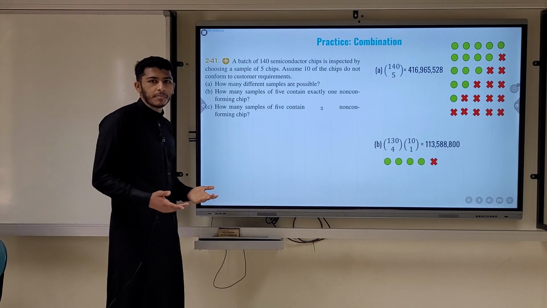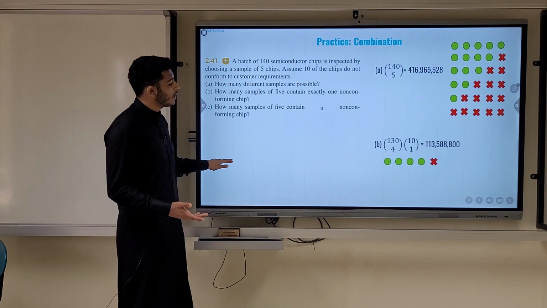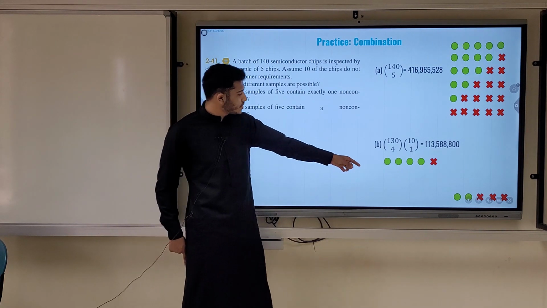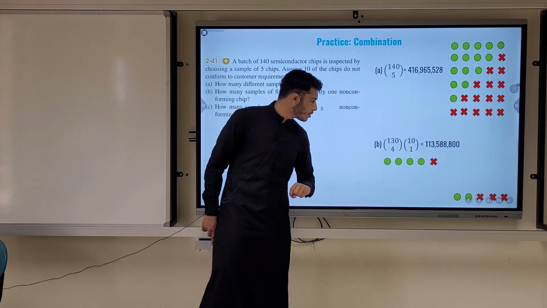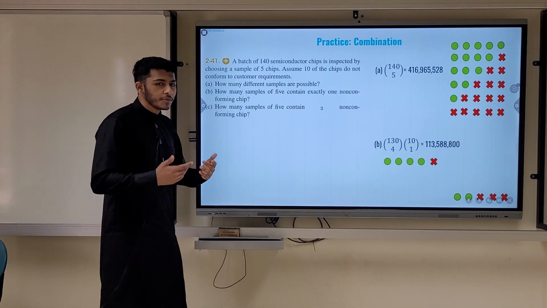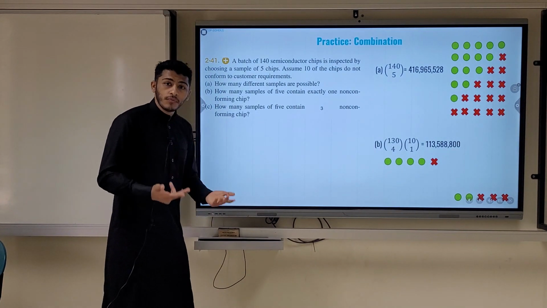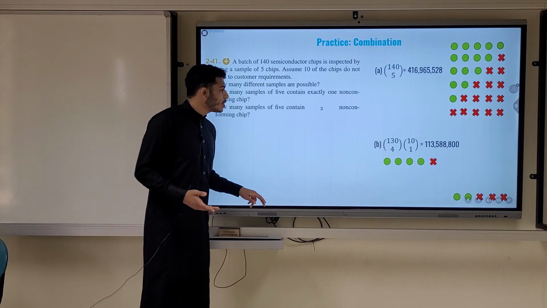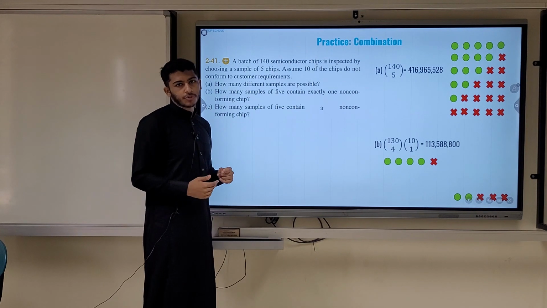In the third question, it tells us how many samples of 5 contain 3 non-conforming. Now we're playing with the numbers, same idea, but just playing with the numbers. So it's going to be quite the same idea. However, it's going to be a different case where we have 2 conforming and 3 non-conforming. How many conforming do we need? 2. How many conforming do we have? 130. It's the same number, nothing changed. So it's going to be 130 choose 2.